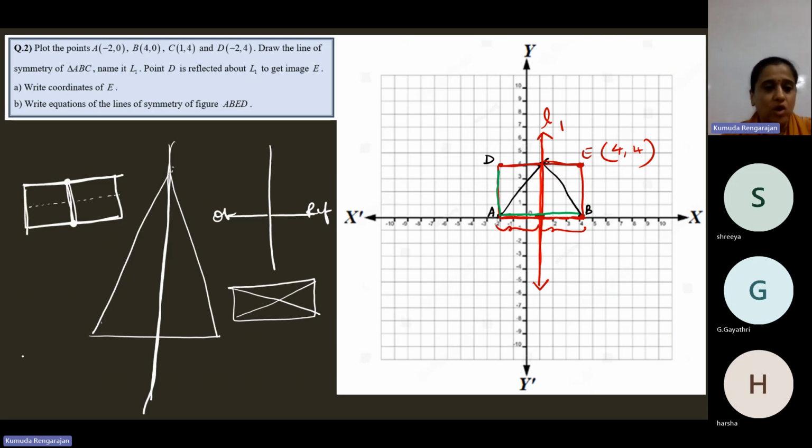And again, these two are the opposite sides. This is the midpoint of this side. This is the midpoint of this side. Join the midpoints of the opposite sides to get the other line of symmetry. So these are the two lines of symmetry.